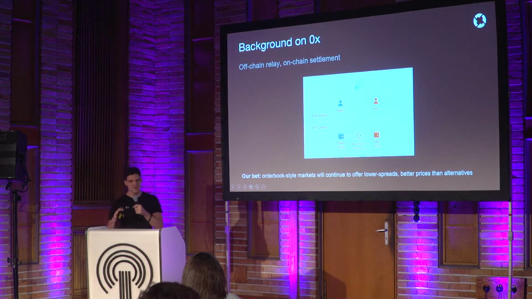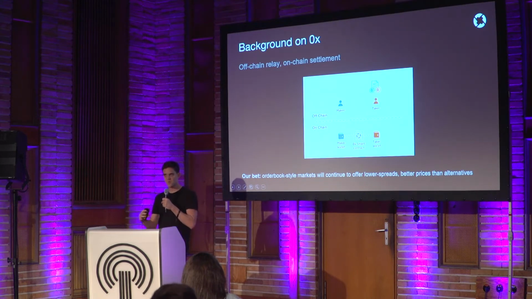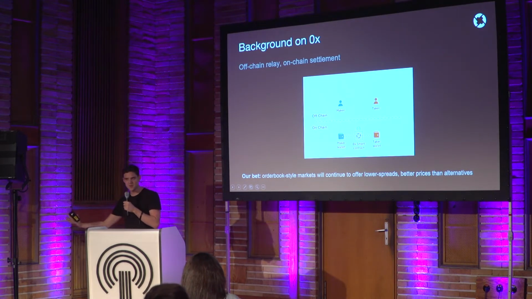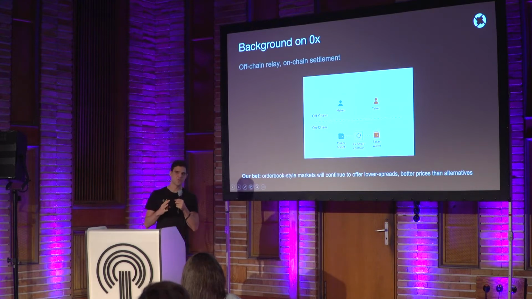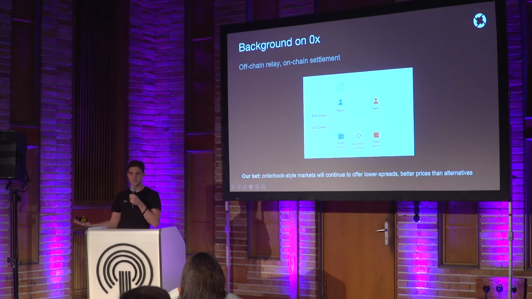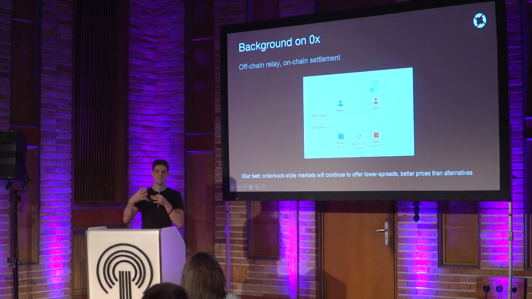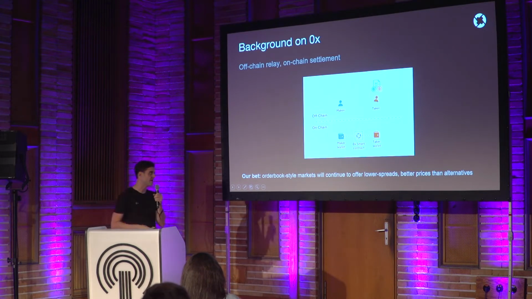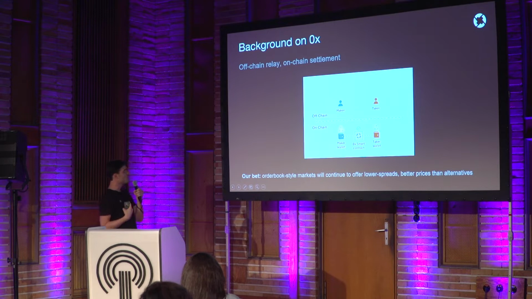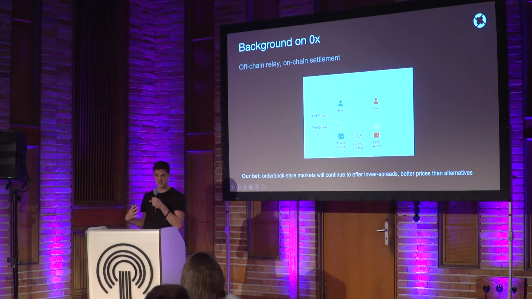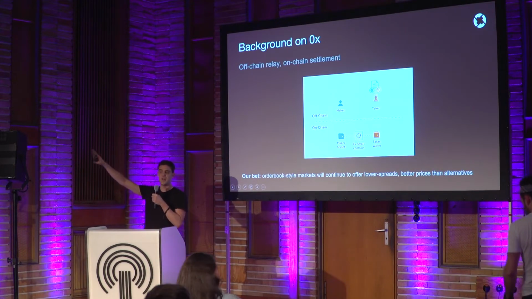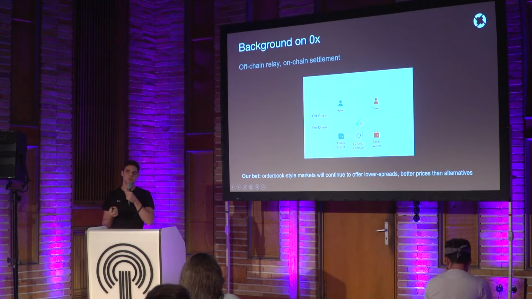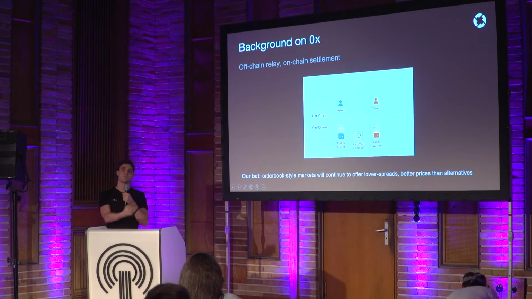So unlike other decentralized exchanges out there, we're not an automated market maker. Think Uniswap, Bancor, and we're also not a fully on-chain exchange. Think Oasis DEX or ETH to DAI. Instead, we do something called off-chain relay and on-chain settlement. So that means orders live off-chain. They can be hosted and shared in any way. And then they're only actually pulled on-chain once you want to settle them.